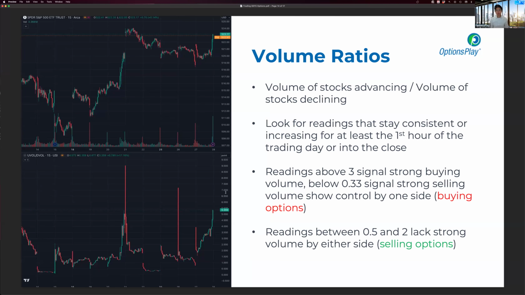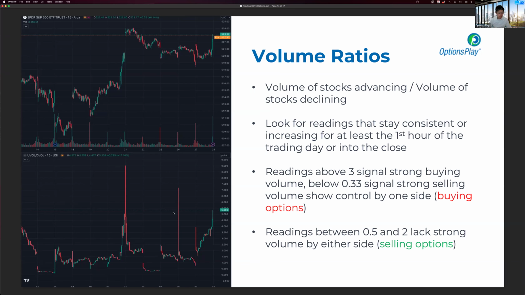And lastly, which is volume ratios. So all the other ones that we talked about up until now were price-based indicators. The other one you want to take a look at is volume-based indicators. And this is basically very similar to advanced decline, but instead of looking at the number of advancing stocks versus the number of declining stocks, you're looking at the volume of advancing stocks versus the volume of declining stocks. And you're taking the ratio of that. And that gives you a good sense for whether, when you get a strong advance, there's any volume behind it. And what you're really looking for are readings that stay consistent for at least the first hour of the trading day or into the close.